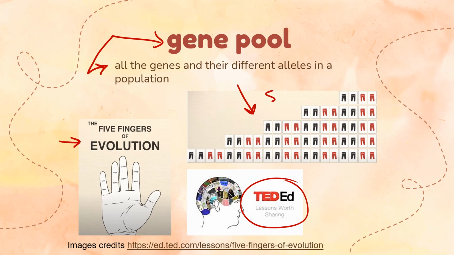So this picture is showing 50% red and 50% black. If something were to happen and the frequencies change to maybe 75% red and only 25% black cards, then evolution would have occurred. Gene pool: all the genes, all of the alleles, the frequencies of those alleles in a population.